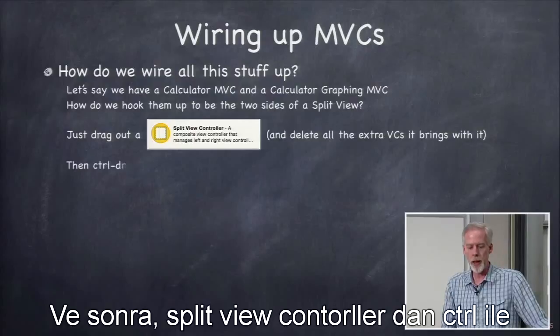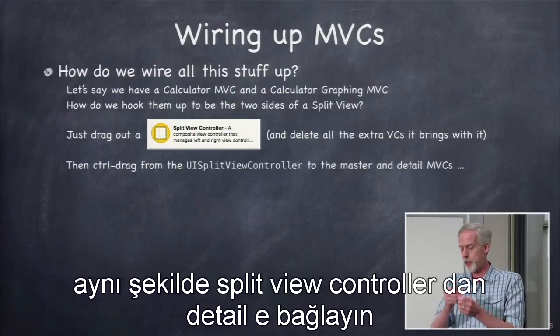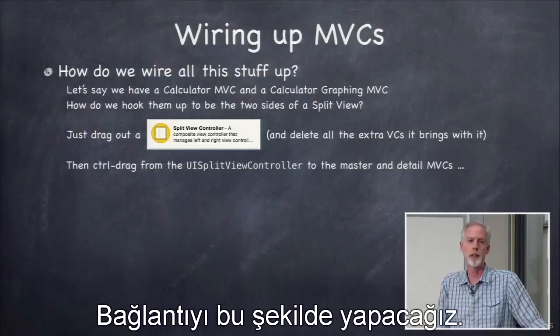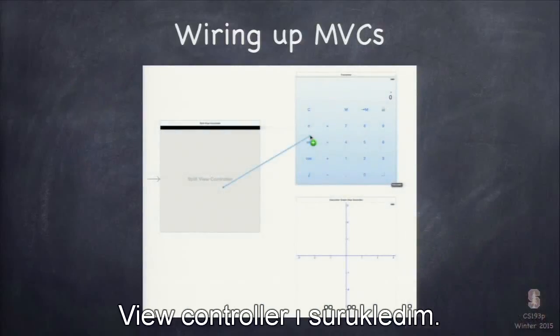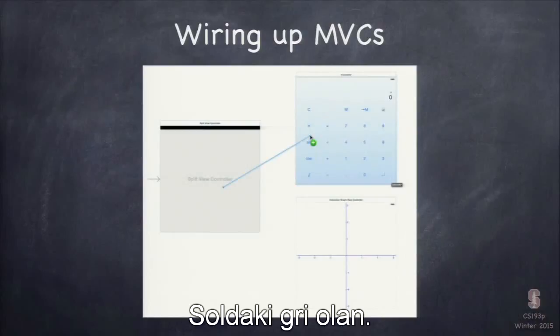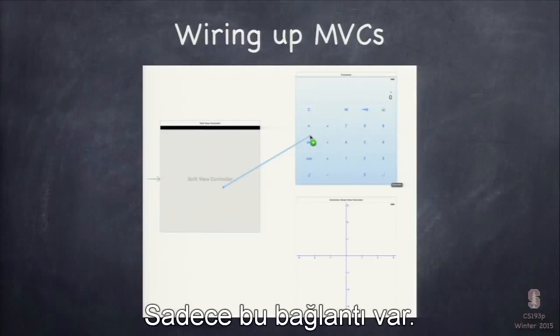Okay? And then you're going to control drag from the split view controller to the master, and control drag from the split view controller to the detail. And that's how you can do the wire. So this is what it looks like. Here I have a storyboard. I've dragged out a split view controller. That's that gray thing on the left. Okay? I deleted all the things it was attached to, so I just had that.